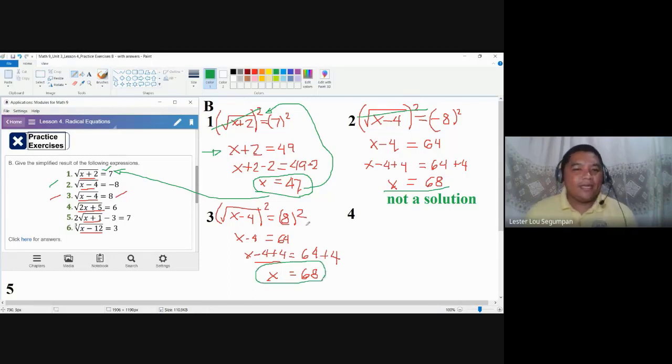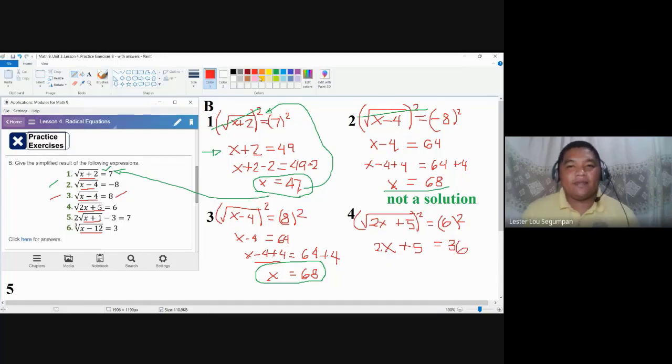Okay. Number 4. Our radical in number 4 is still a binomial, but we have a coefficient 2 for our variable x. Don't be worried with that. We just simply need to follow the steps that we have been using. Again, the 5 here is part of the radicand, so we cannot subtract both sides by 5, but rather we can square both sides. And then this would become 2x plus 5 is equal to 36.